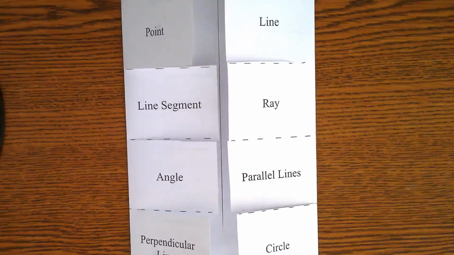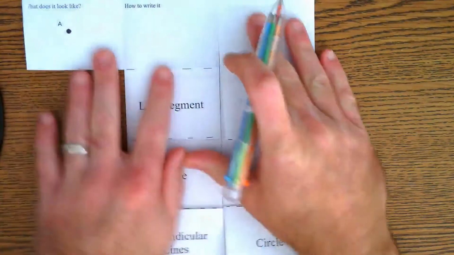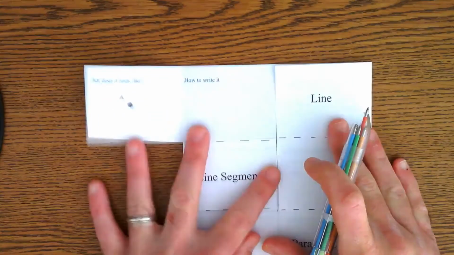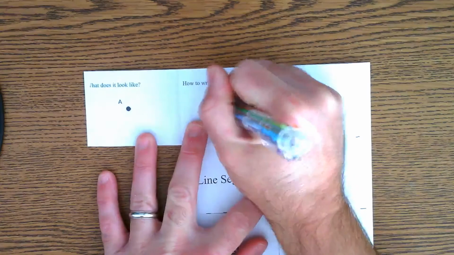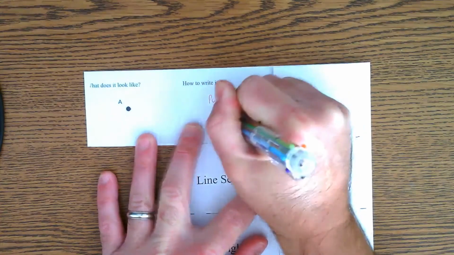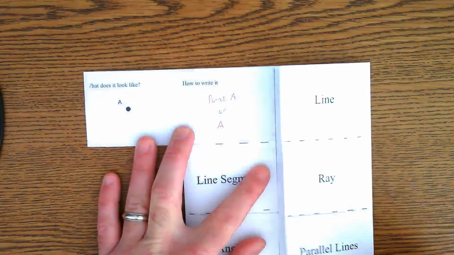Okay, let's start with point. So a point, there's a picture. It looks like that. Usually it's labeled with a letter, and how we write it is either we write point A or just the letter A.